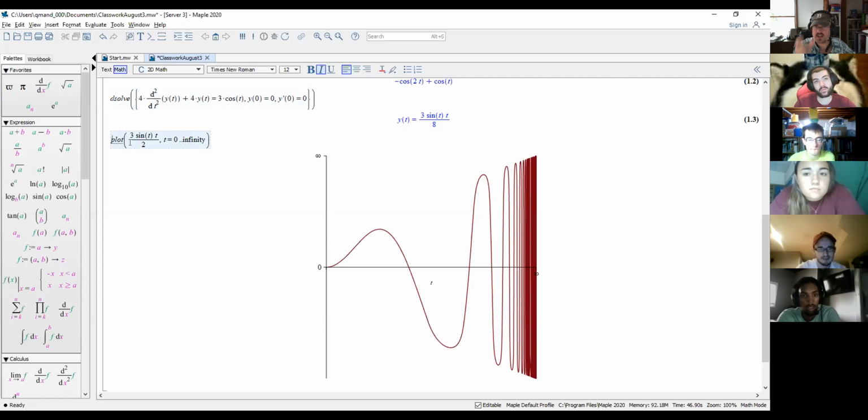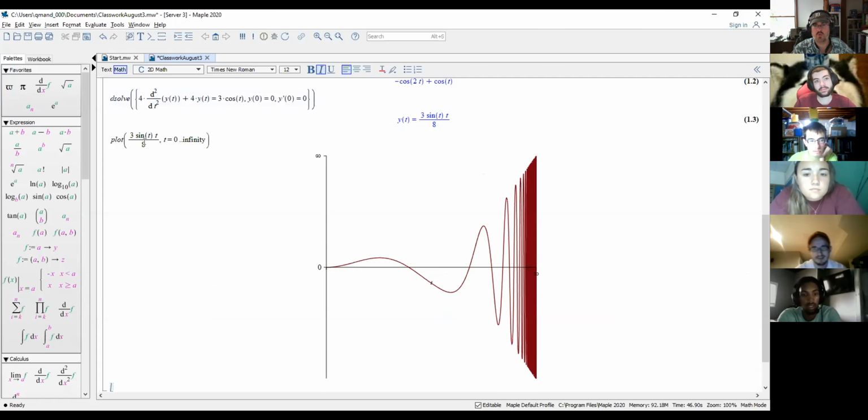Do you see the difference? It's a sine function times t. So you wind up with literally oscillation, but with an amplitude that is growing at a linear rate.